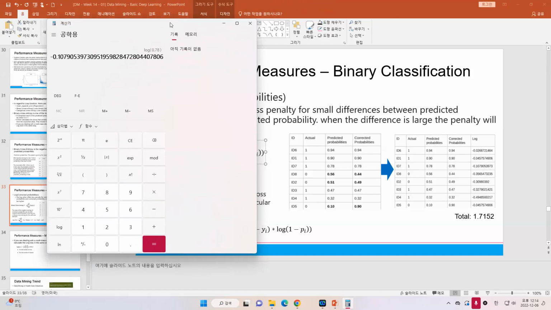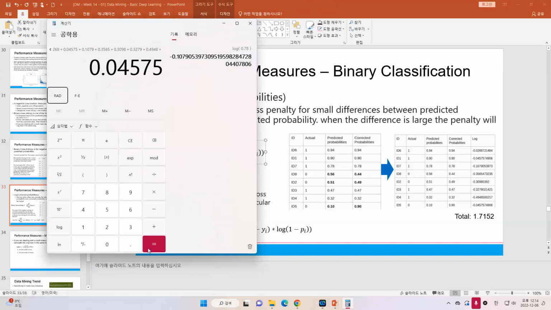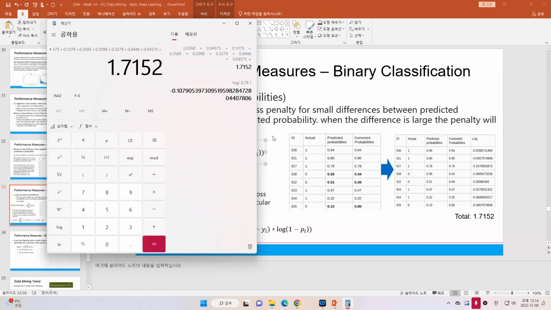Let's say I have 0.0268 plus 0.04575 plus 0.1079 plus 0.3565 plus 0.3098 plus 0.3279 plus 0.4948 plus 0.04575. Then, okay, we can get the value 1.7152. So I just removed the negative sign.